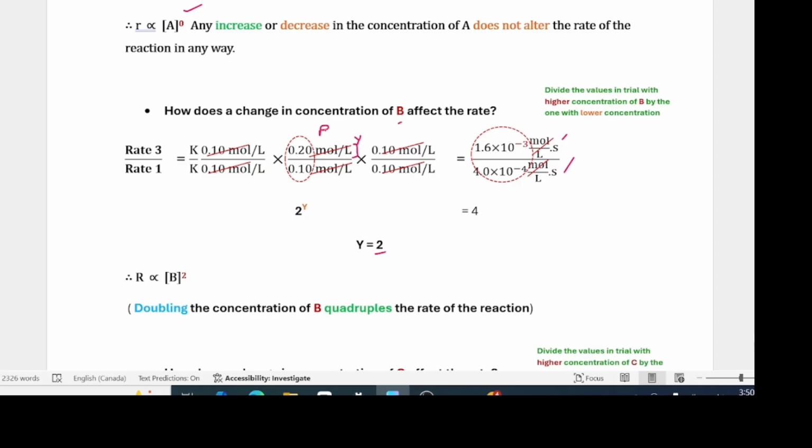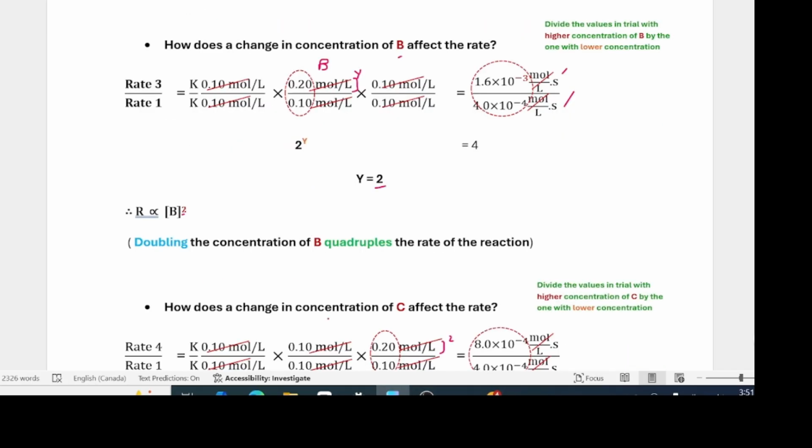These represent the concentrations of B raised to the power y. So the rate is proportional to the concentration of B raised to exponent 2. So the rate order of B is 2. What does that mean? Doubling the concentration of B quadruples the rate of the reaction.